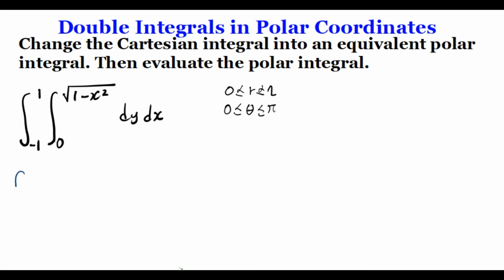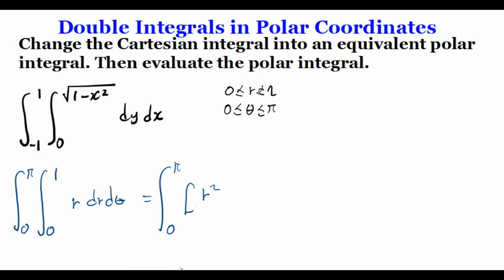So this is going to be, for theta, we said we are moving from 0 to pi. Then for r, we are moving from 0 to 1. Then here it's just like a 1. Then this is going to change to r d theta. So let's go ahead and integrate the inside part first. When you integrate the inside part, this is going to be r squared over 2, evaluated from 0 to 1, then you have d theta there.